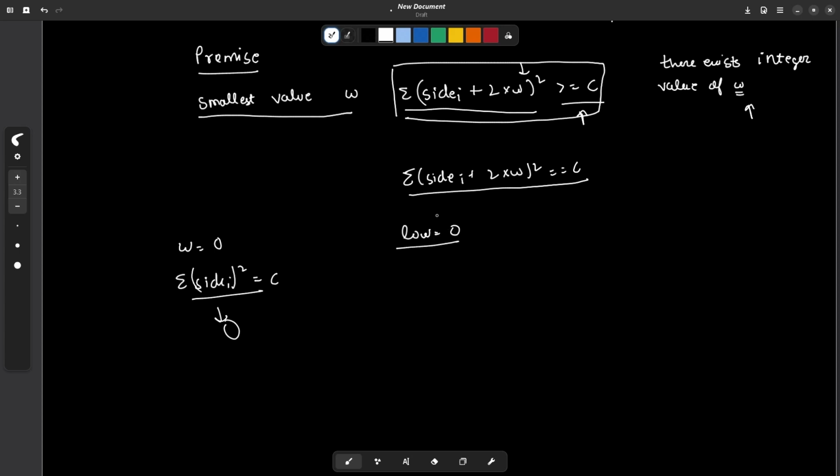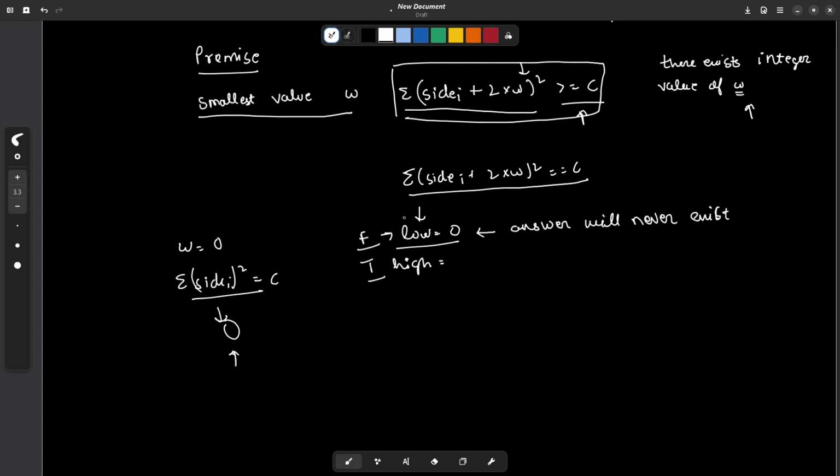Why is low equal to 0? Because I have already seen that the answer does not exist for 0. So if I set low to 0, I can surely say that the answer will never exist at this point. Now I want to find a value of high such that the answer will always exist at this particular point, such that the value is always true for high and always false for low. So how do I find a value of high such that it is always true?